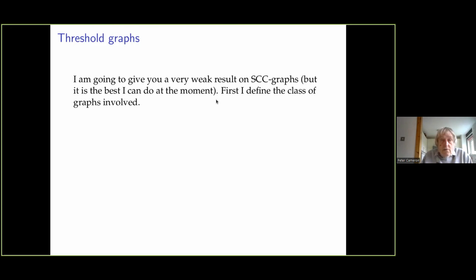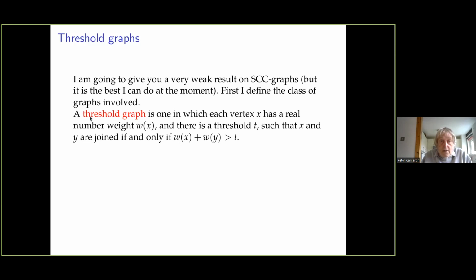So I'm going to embed graphs in a very special class into the SCC graphs of finite groups. And the graphs that I'm going to embed will be the so-called threshold graphs. A threshold graph can be defined in a number of ways, but the easiest way to describe it is to say that for each vertex x, you have a weight, a real number weight, w of x. And there's also a threshold t. And you join x and y if the sum of their weights is greater than t. Since we're dealing with finite graphs, you can assume that t is not ever equal to the sum of 2 weights.